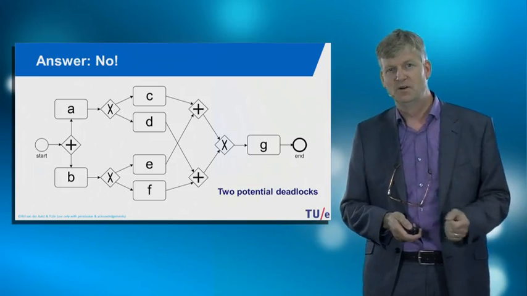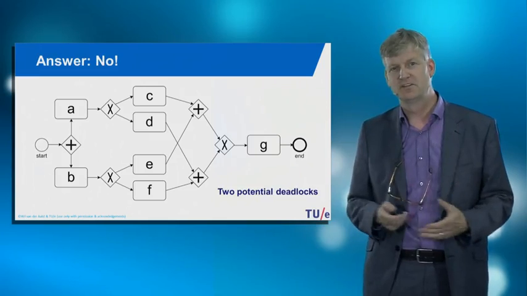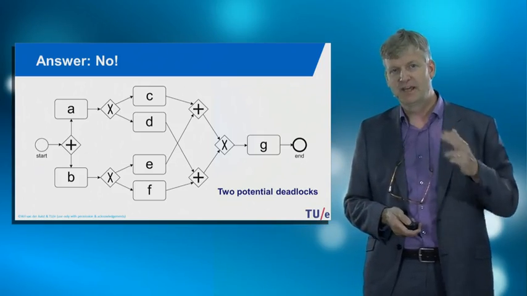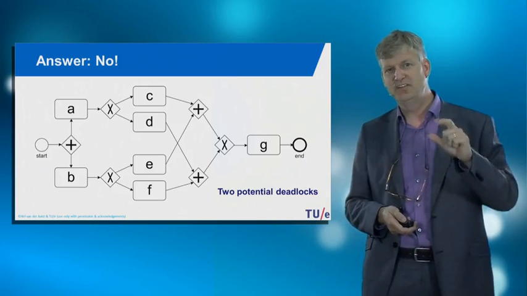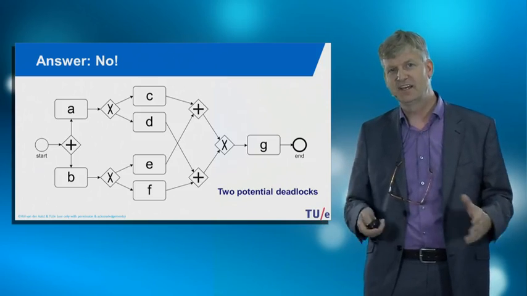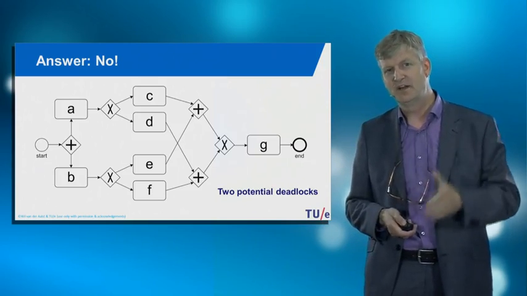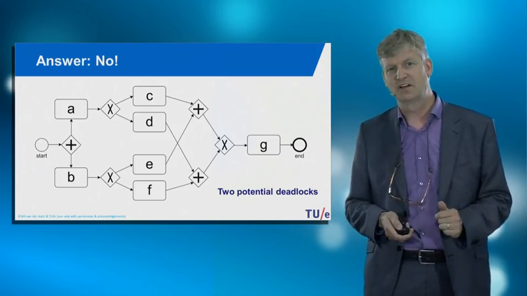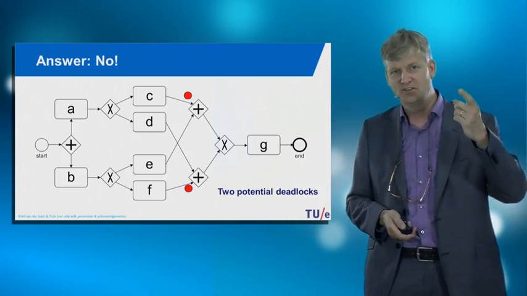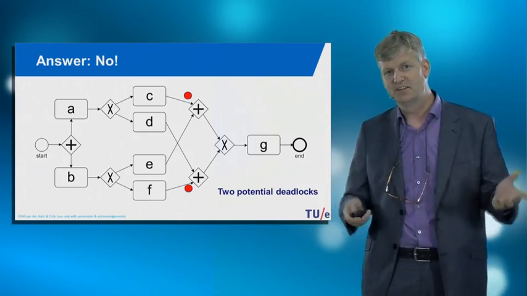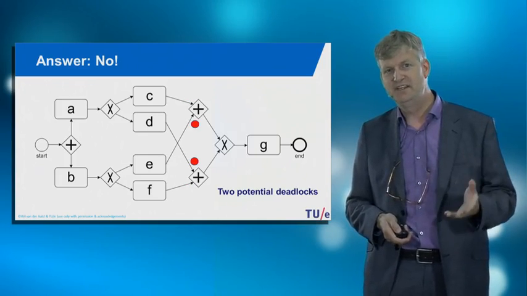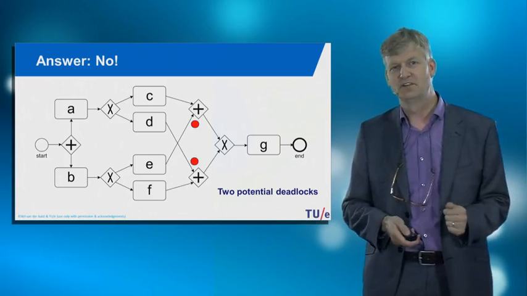The answer is no. If you look at all the behavior of this model, there are several potential deadlocks. If you look carefully at the diagram, you will see that C and E should happen together, or D and F should happen together. If that is not the case, then you will run into a deadlock trying to synchronize flows which cannot be synchronized. So this is one possible deadlock where you do a C and F, and then you cannot synchronize. Or you do D and E, and then you also run into a deadlock.